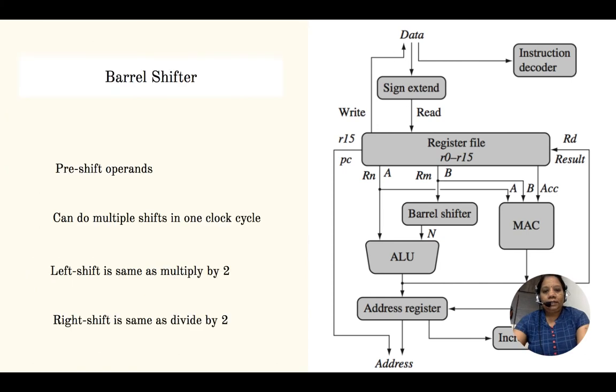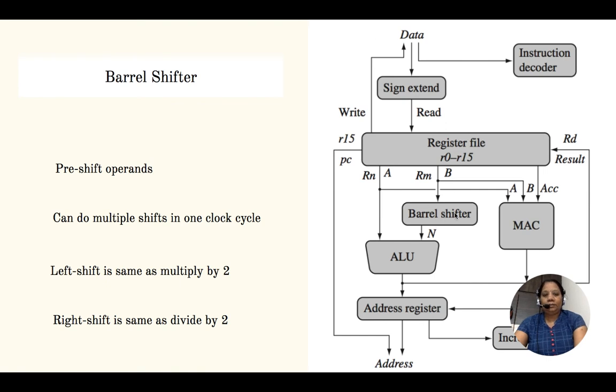Now coming to the next important feature of ARM7: it has a special unit called the barrel shifter. That is, the ARM processor has a barrel shifter. This is used for pre-shifting operands, that is, before giving them to the ALU.